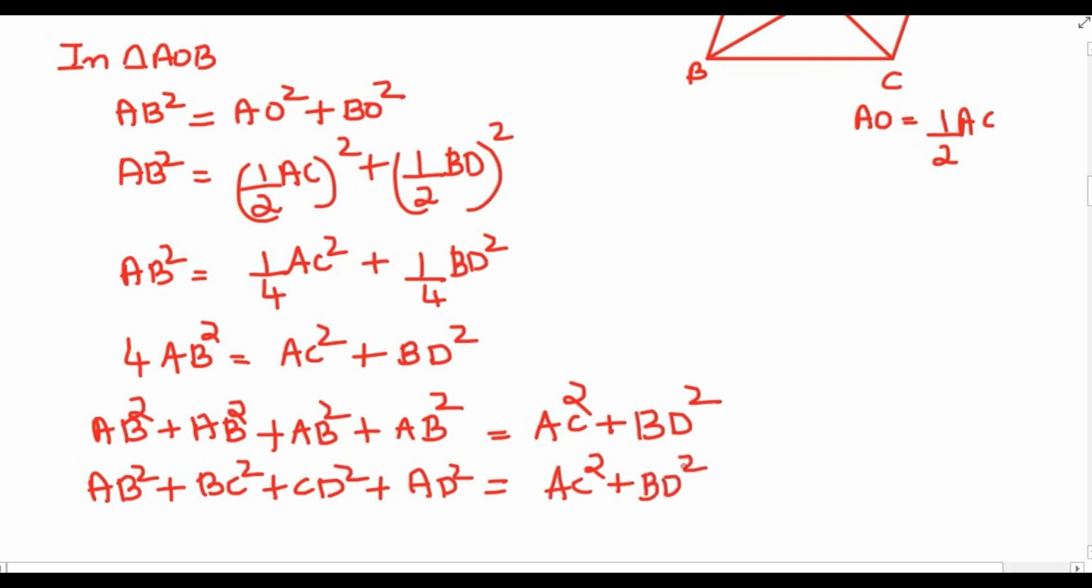So I can say that in a rhombus sum of square of their sides is equal to sum of square of its diagonals.